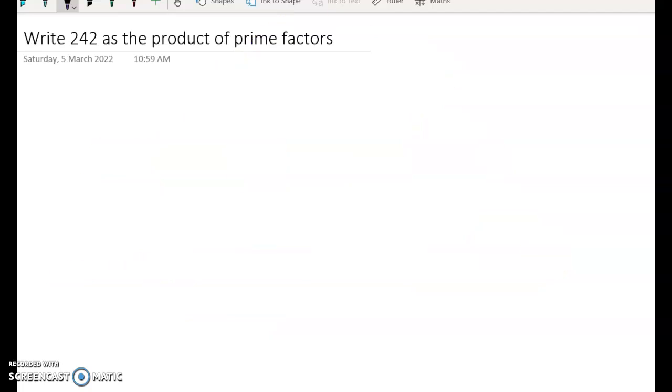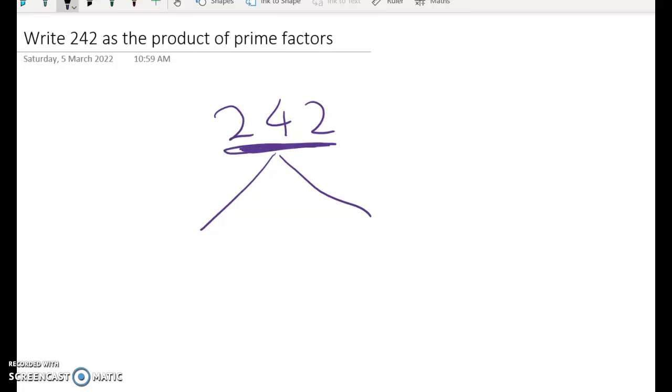Let's do another one, 242. So I'm deliberately making the numbers get a little bit bigger and a little bit harder. Again, all we have to do is find any two factors. This is an even number, so 2 will go into it. 2 will be a factor, and 2 is a prime. So 2 times 121 gives me 242.